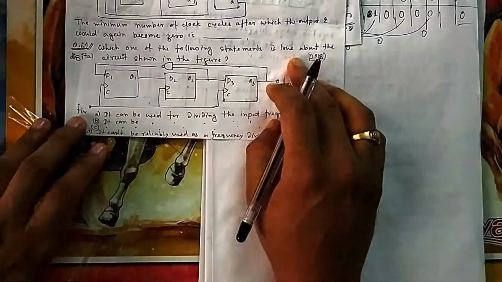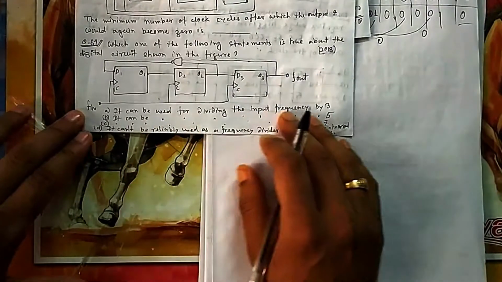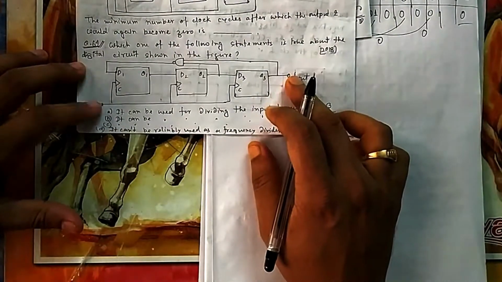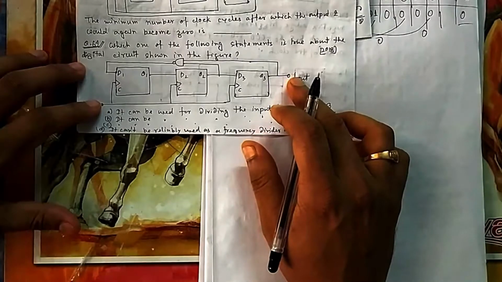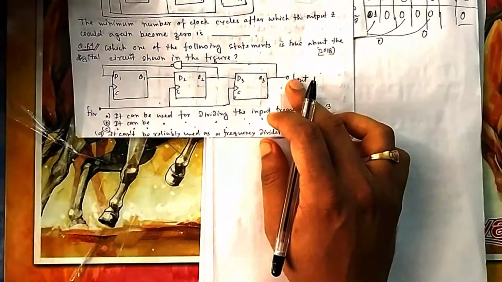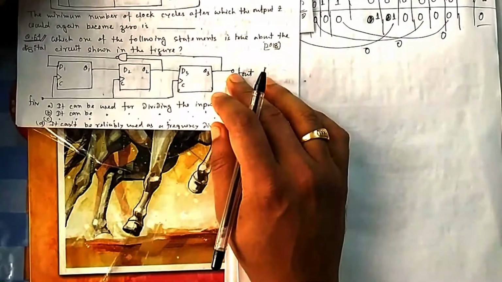Which one of the following statements is true about the digital circuit shown in this figure? So there is a circuit given. It can be used for dividing the input frequency because this is your clock pulse input. You are taking the output, so you have to draw Q3. For drawing Q3 you need to write the truth table, and then see how it is counting.